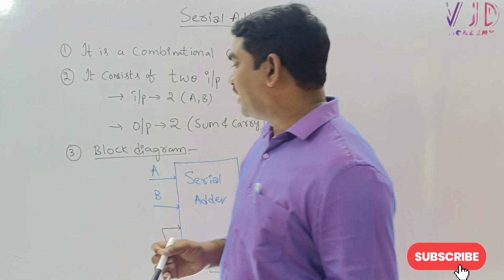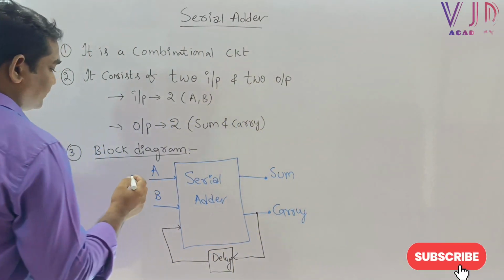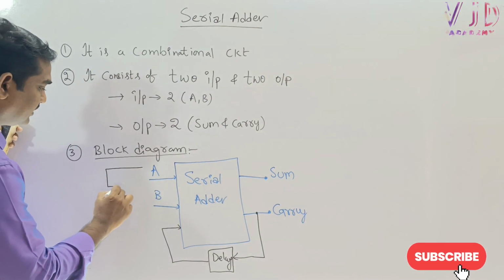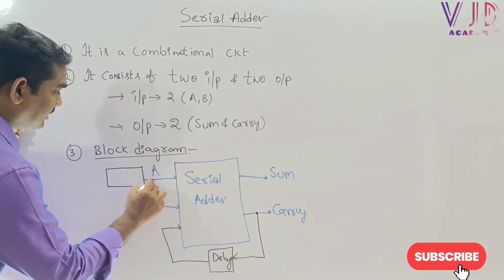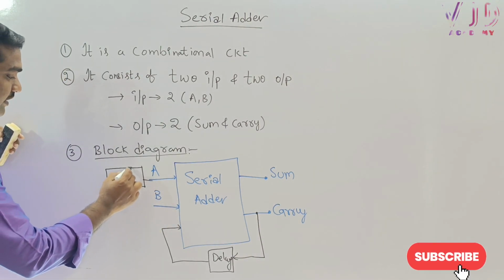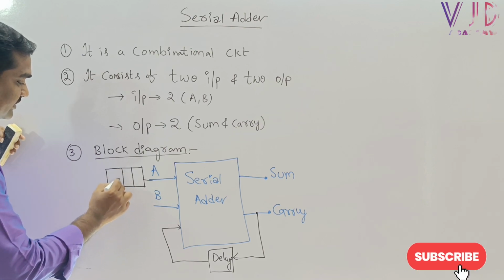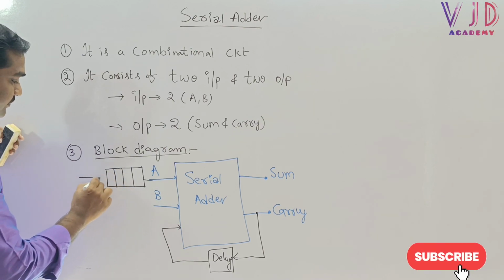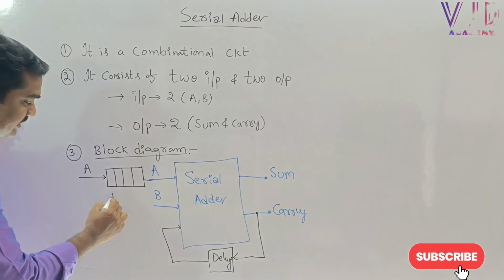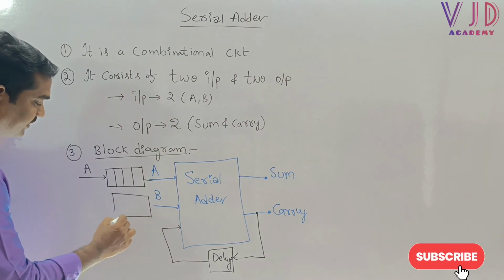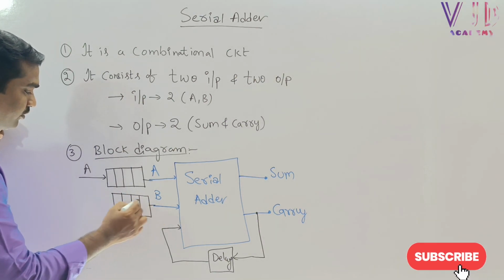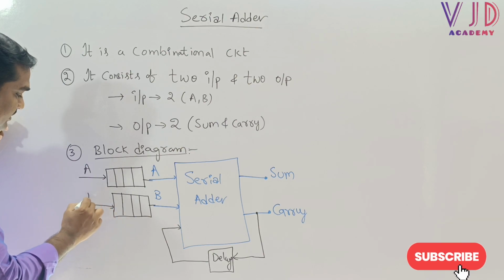Now here we have two registers we will use. What is the purpose of a register, sir? I said just a little bit earlier, it is used to store one bit. This is a register, and this is input A. And this is also one more register, and this is B.